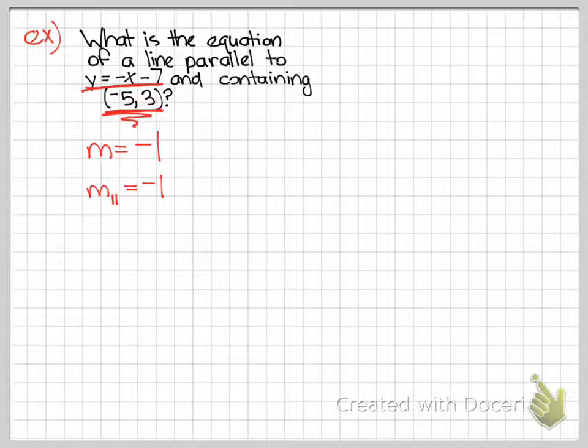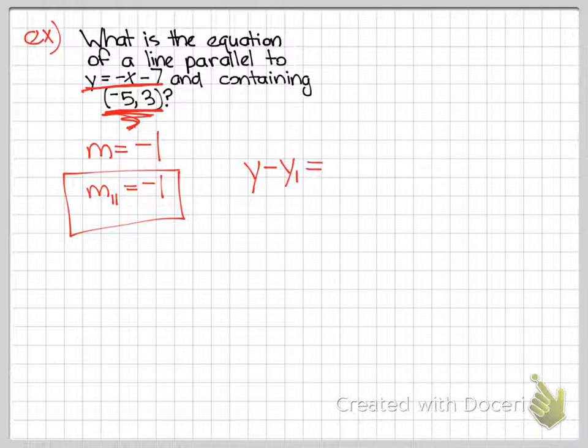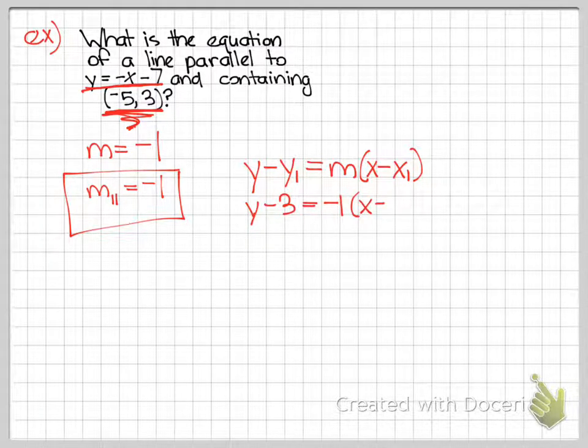If we want to write the equation and we know slope and we know a point, we can use point slope form, which is y minus y1 equals m times x minus x1. Plugging in the information we have, that would be y minus 3 equals -1 times x minus -5, so plus 5. This is point slope form.